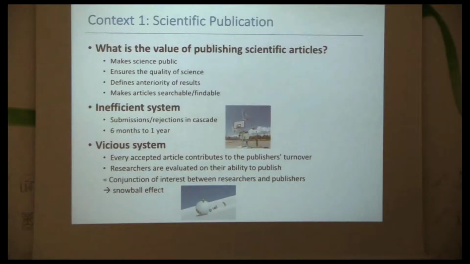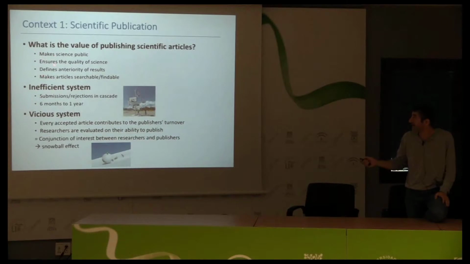So what is the value of publishing scientific articles? Why do we publish? Actually, we publish to make science, to make our results public. We publish to ensure the quality of science because there is peer review. This defines the anteriority of results, and that makes articles searchable and findable on the internet.